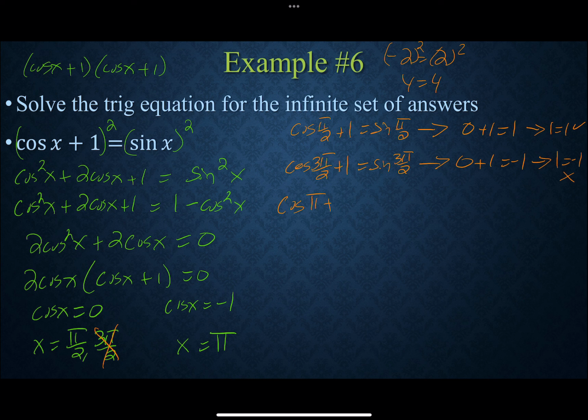And then finally, pi, we have cosine of pi plus 1 equals sine of pi. So it gives us negative 1 plus 1 equals 0. 0 equals 0, so it's okay. So our only two answers are pi over 2 and pi.